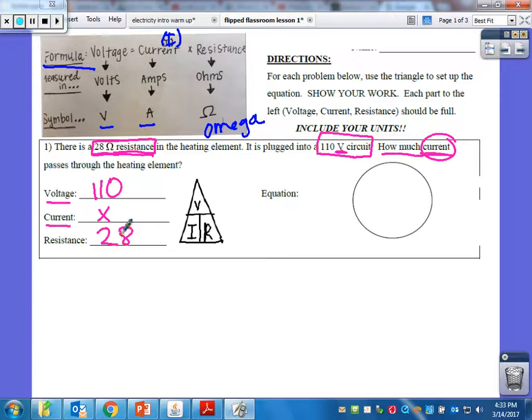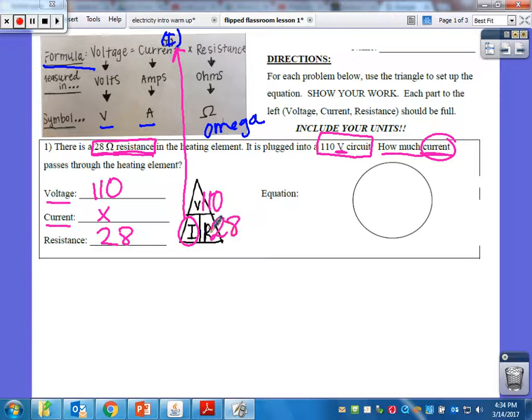If the triangle doesn't help you, you don't have to use it. V goes on top, I and R. Why is there an I? Well, because current's represented with an I. And then this is voltage and this is resistance. Okay, so let's plug in our numbers now. So let's put 110 into the V. And what goes in the R? 28.